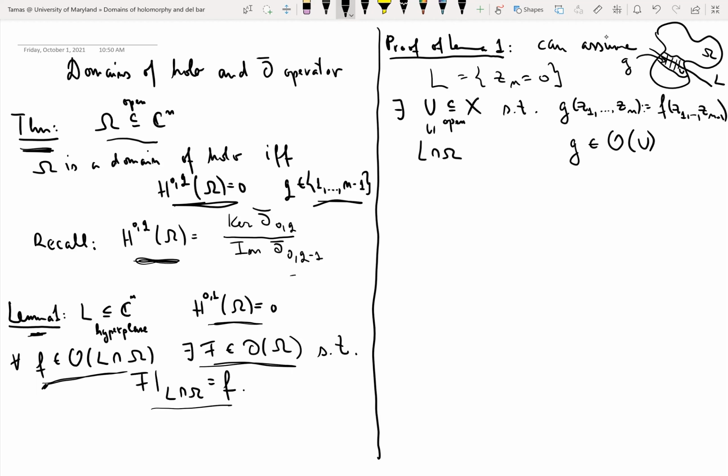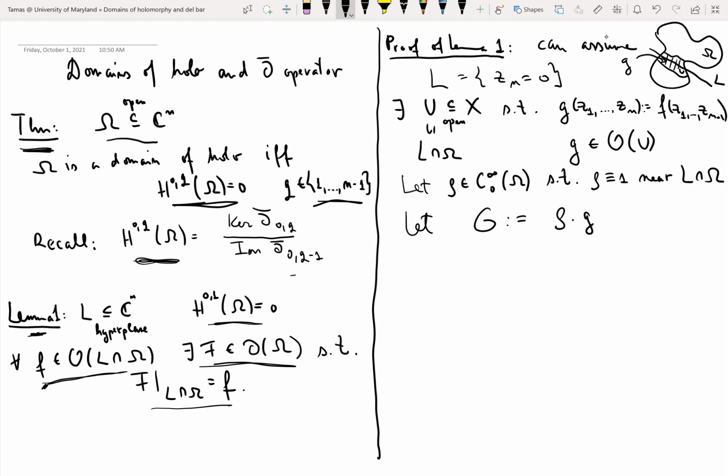Good. Now you want the global extension, so you need to do a cutoff. Let rho be a smooth cutoff function on Omega such that rho is identically equal to 1 in a neighborhood of L intersect Omega. Now let capital G be equal to rho times small g. This is obviously smooth on Omega. It's not holomorphic, but when you restrict it to Omega intersect L, we get back small f.